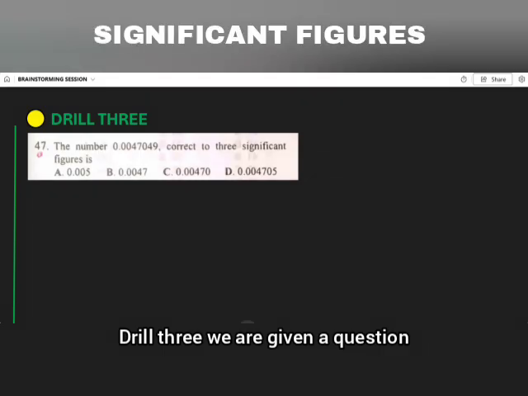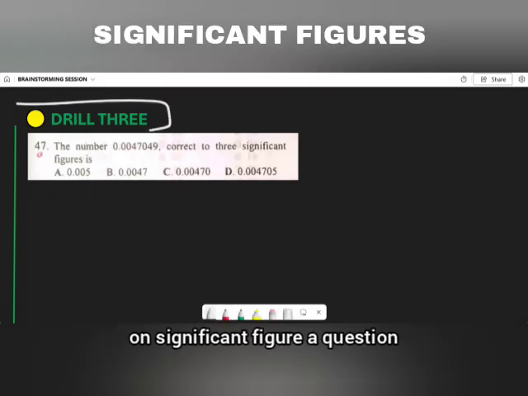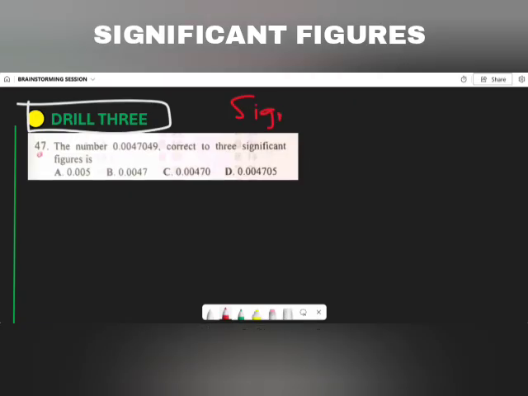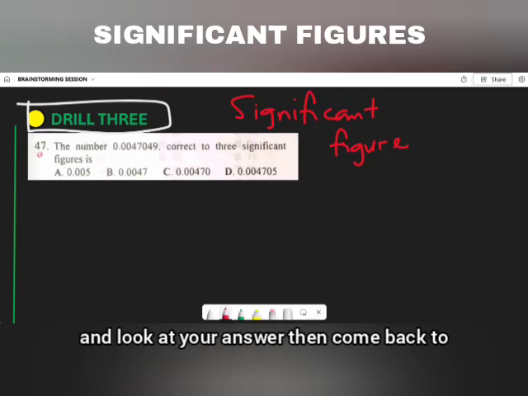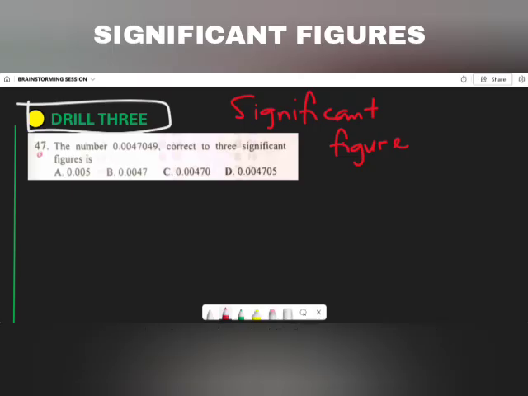We are given a question on significant figure. If you know you can solve this question, you can pause the video and look at your answer, then come back to see the right answer.